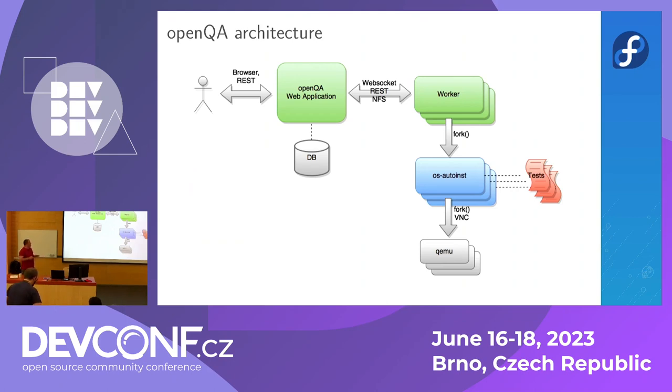The architecture is that there is an openQA web application with a database that's a sort of a scheduler. You communicate with it using the browser or a REST API, and then it has a worker that performs all the jobs that it downloads from os-autoinst. It has the tests, it runs VNC, and it uses QEMU to operate the virtual machine.